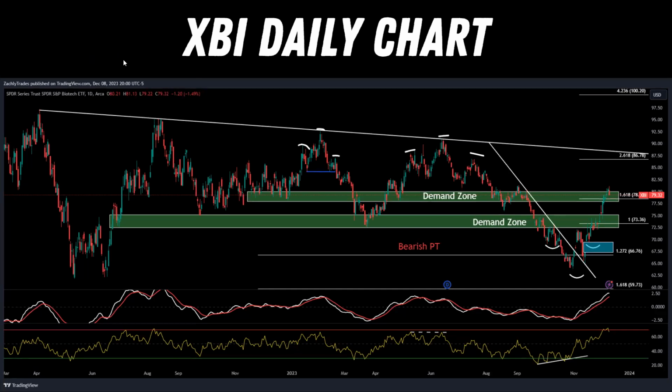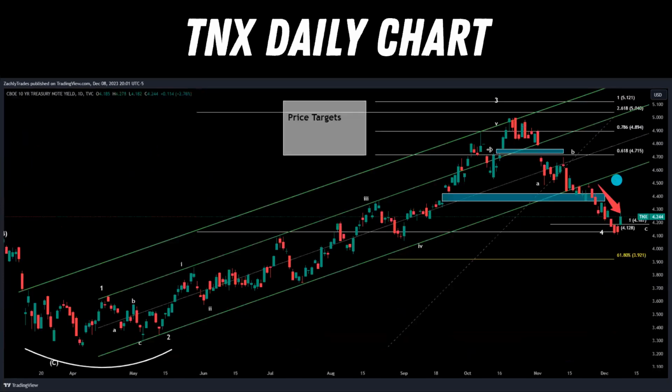Today we have to talk about one of the most important intermarket relationships, especially if you're monitoring biotech. Now, we did call out XBI very nicely. You can see we had the inverse bump and run pattern. We also had an inverse head and shoulders firing up, taking us up to our overhead supply zone. We'll break down all of that in today's video if you're not familiar with those patterns.